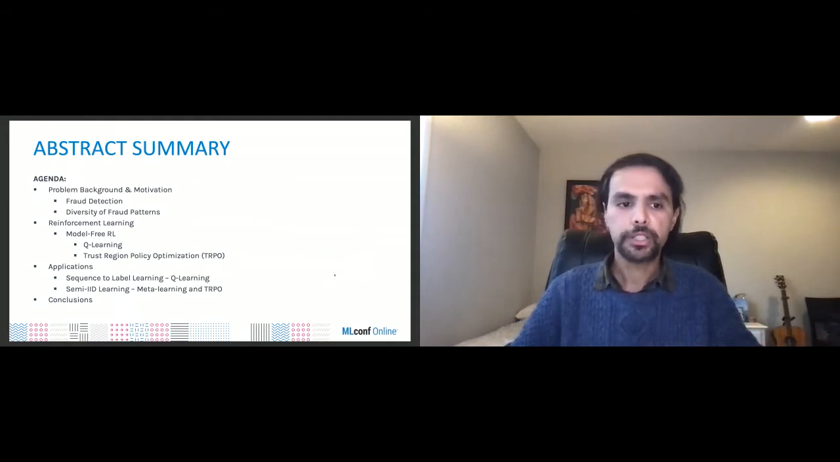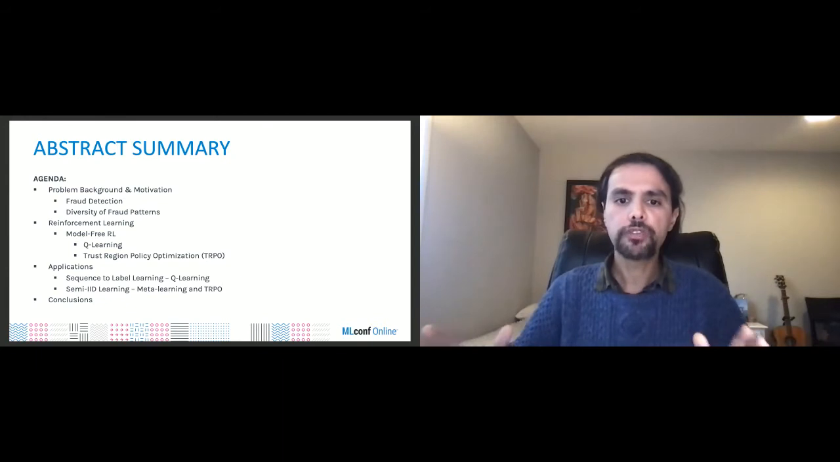So today's presentation is divided basically into this kind of agenda. So first, we start out with the problem background and motivation. So we'll talk about the problem of fraud detection and also the issue of diversity of fraud patterns. We'll also talk about reinforcement learning as a general concept, and then introduce the idea of model-free RL, but also look at Q-learning and trust region policy optimization as two methods that we've used for this problem formulation.